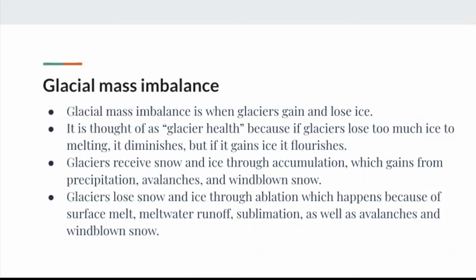Glaciers can also lose snow and ice through ablation, which happens because of surface melt, meltwater runoff, sublimation, as well as avalanches and windblown snow. Because we know in the case of accumulation, the snow from avalanches and windblown snow has to be coming from somewhere. So it may be coming from the glacier that is going through ablation.